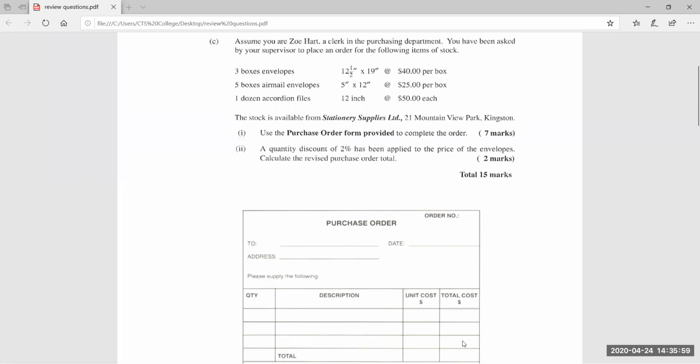So if you were to revise this, it will be 240.10 plus the $50. What is 240.10 plus 50? It will give you a total of $290.10.